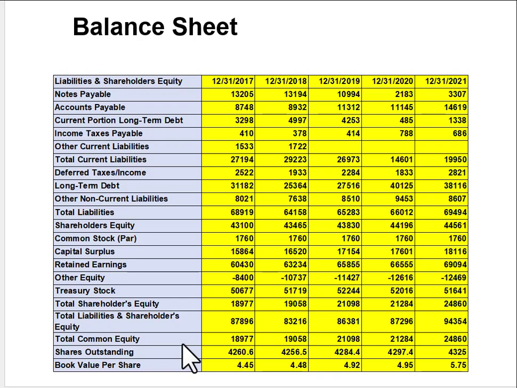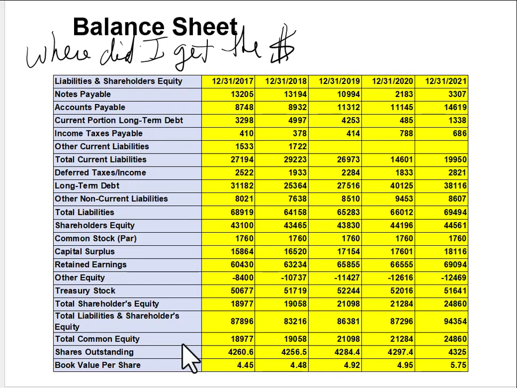The other side of the equation is the liability and shareholder equity section. This tells us, where did I get the money to buy the assets?